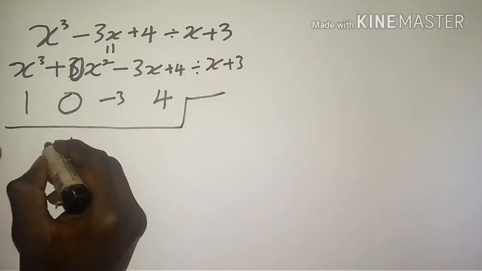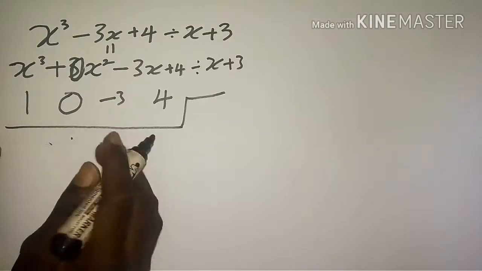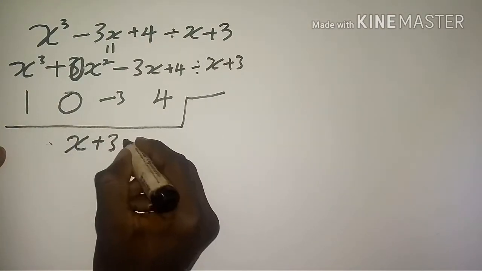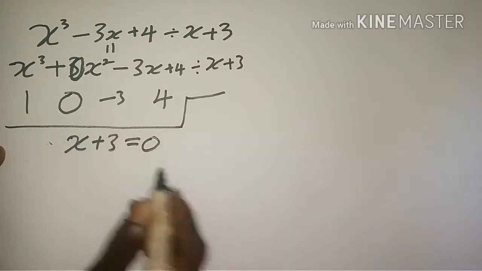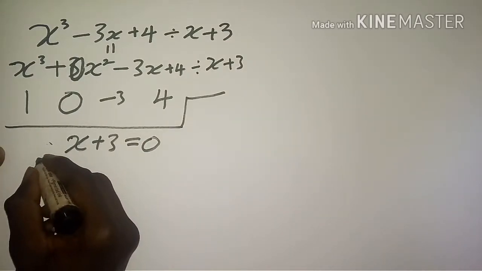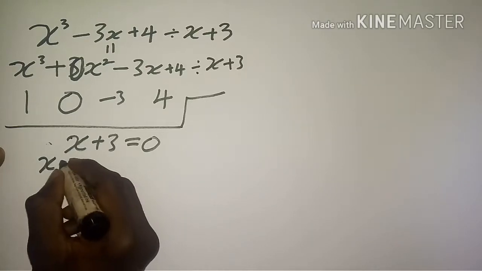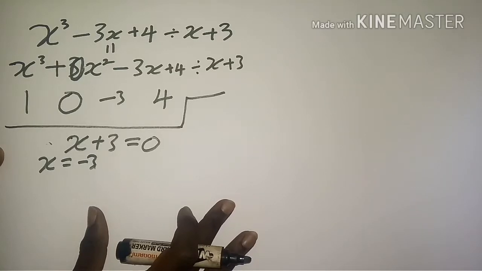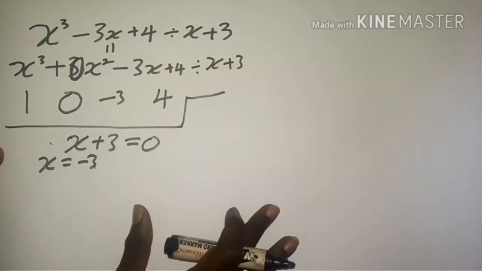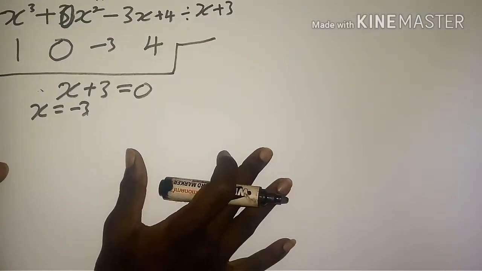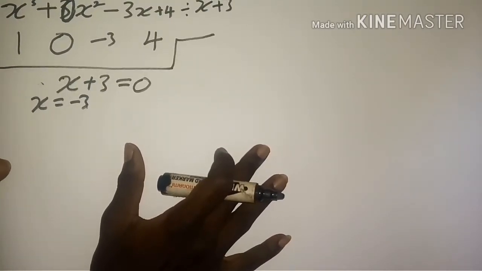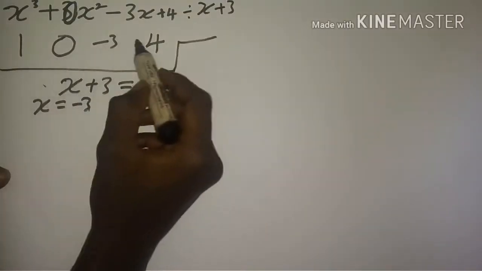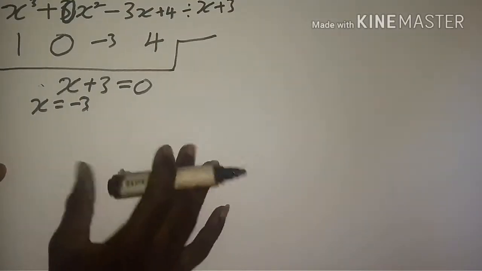Then I would equate my divisor to 0. That will be x plus 3 equals 0. Then my x now would equal -3. So that is the first step in everything. That is basically the first step. So I'm moving up. So now we know that this is what we are dividing. This is the coefficient, and this is what we got x to be.